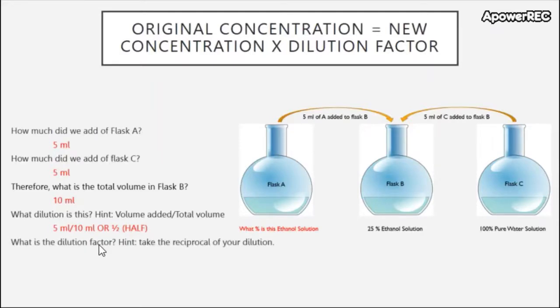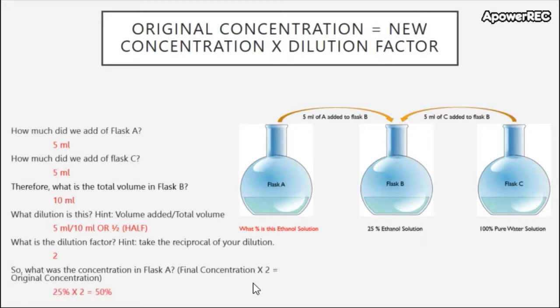All right, so now let's create our dilution factor. So remember, our dilution factor is when we take the reciprocal of the dilution. So 1/2, if we take the reciprocal, we flip it upside down, and we get 2, or 2/1, same thing. Now we're set. So what was the original concentration in flask A? Remember our formula is final concentration. In this example, it's 25% ethanol times our dilution factor equals the original concentration. So 25 times 2 equals 50%.